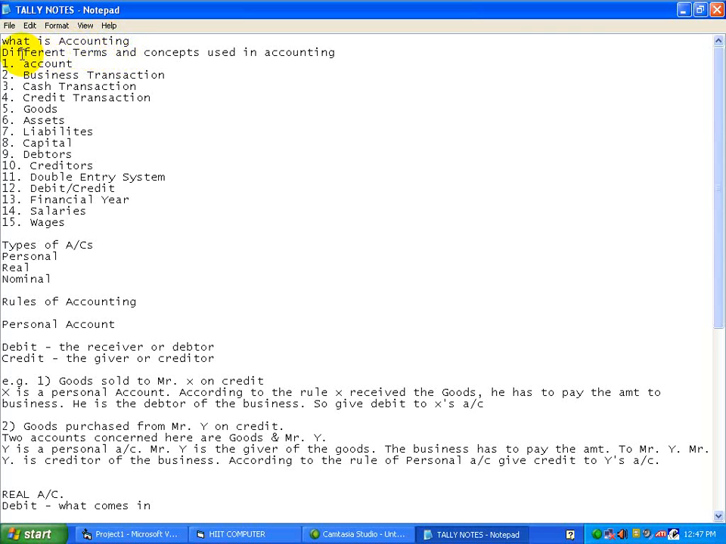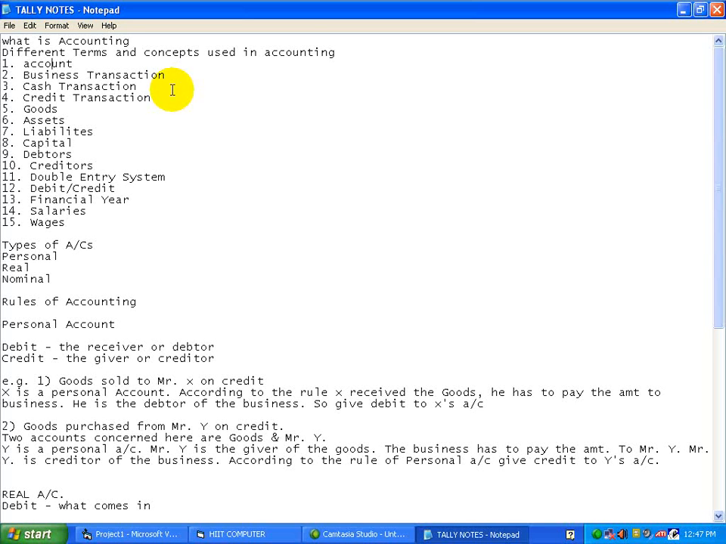The next point is different terms and concepts used in accounting. The first term is account. What is an account? We have studied that accounting means systematic recording of business transactions. So, an account is termed as the systematic record of every item related to business.